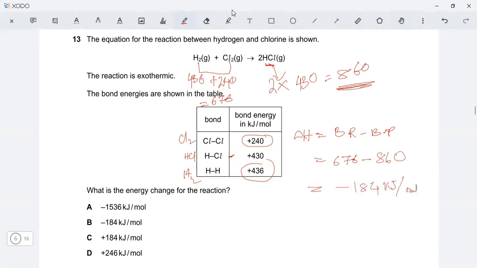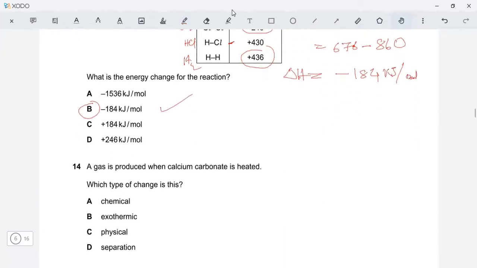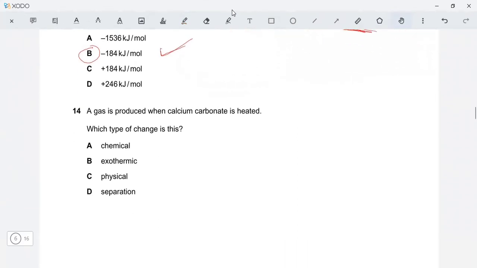Okay, so which option is correct? Option B, right? Negative 184 is the right answer. It cannot be positive because it's an exothermic reaction and we are getting a negative value. That exact figure you got, so just write it, and the remaining are wrong.